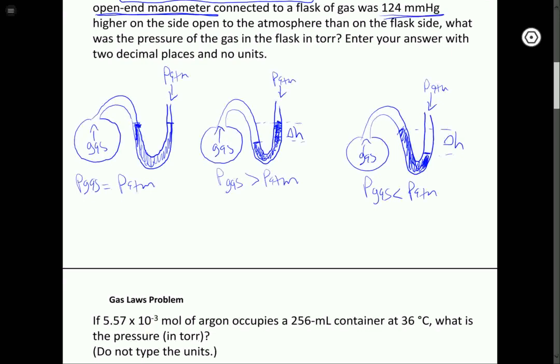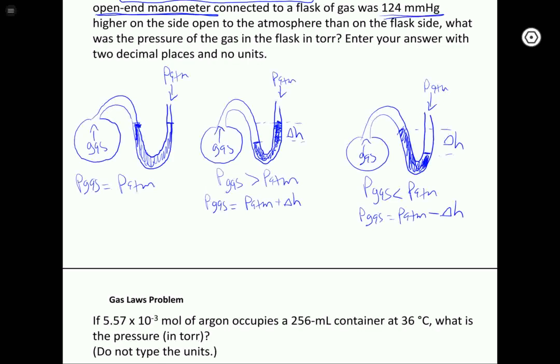And for all of these, there's a simple relationship between the gas pressure and the atmospheric pressure. So for this situation, gas pressure is higher by delta H, where delta H is in millimeters of mercury, delta H being the height difference. Here we have our gas pressure is the atmospheric pressure minus delta H. Okay, so these are the three possible situations.